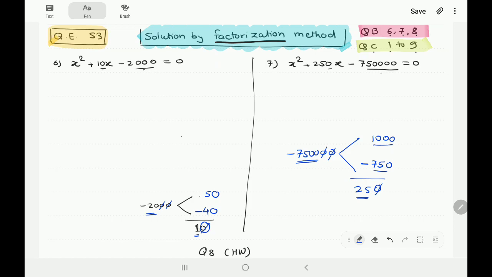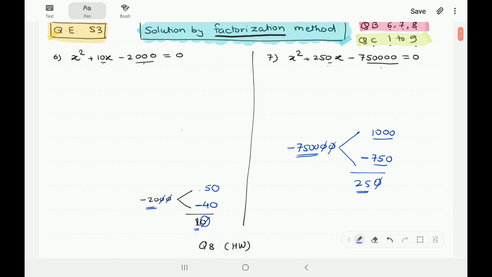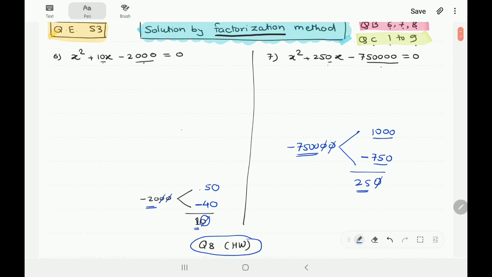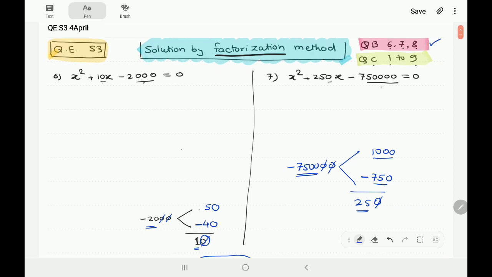So you can try these questions all by yourself. Eighth one, I kept it for homework. Here is the eighth one. It's for homework. Okay. So question number B is completed. Fine. All 6, 7, 8 questions and other questions we had done yesterday itself. Clear? We can go for the next one now.